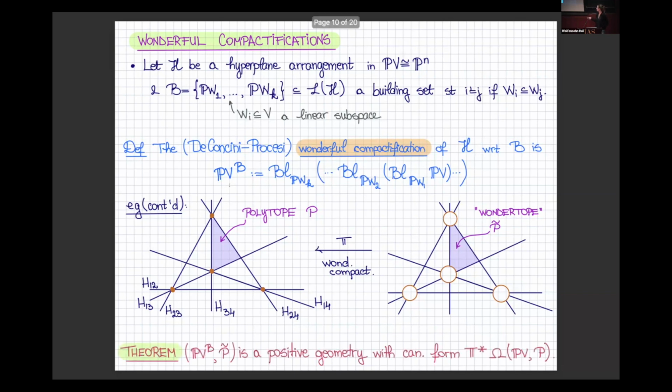And our theorem is that this Wondertope is a positive geometry whose canonical form is precisely the pullback under the blow-up map pi of the canonical form of P.